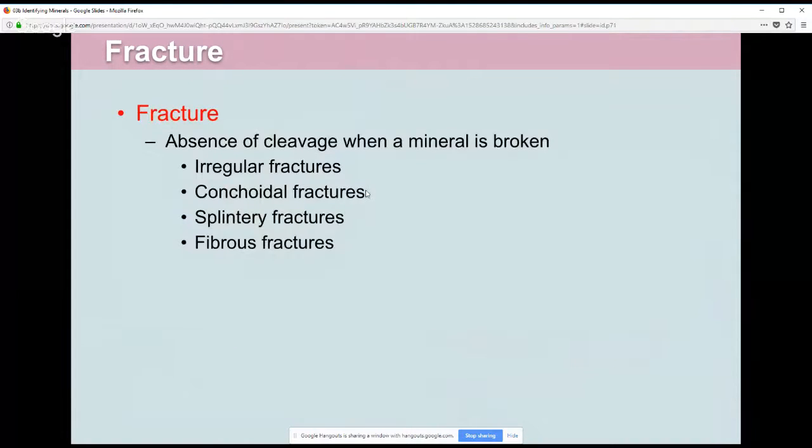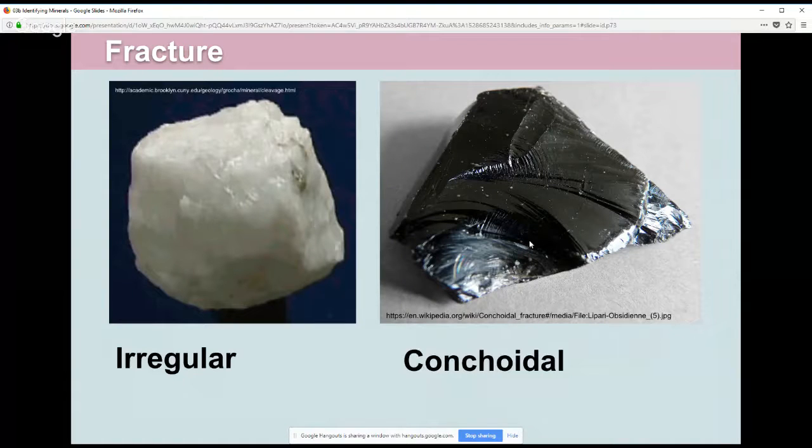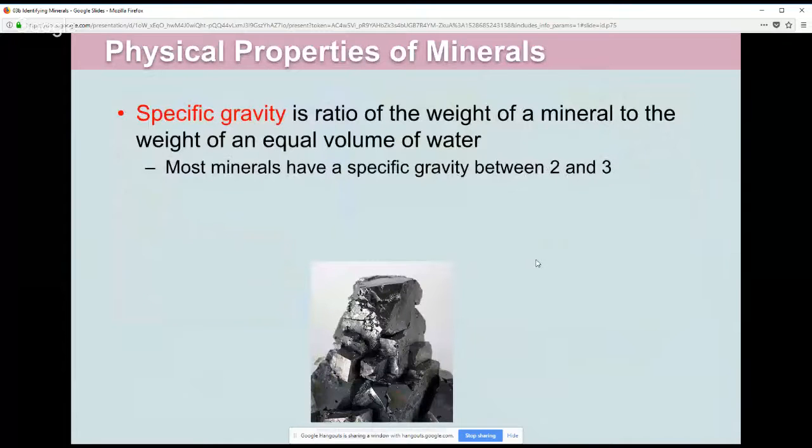Fracture, if cleavage is absent, is also a good indicator to help you identify a mineral. And quartz is ideal for identifying fracture. Conchoidal fracture is kind of like that chipped glass appearance that you see when a rock hits something. Here is an example of conchoidal fracture. Here's some irregular fractures observed in quartz. This is a piece of obsidian, but you can also see this kind of conchoidal chipped glass appearance in quartz.